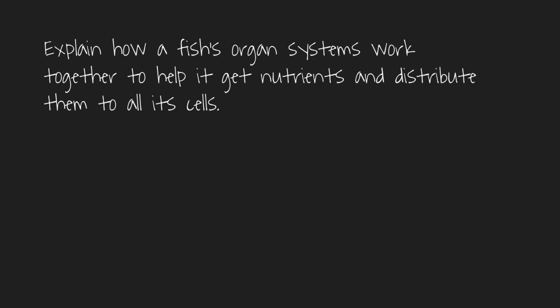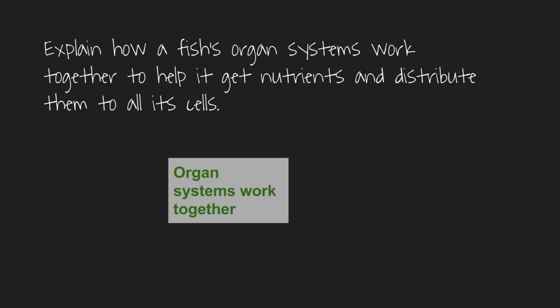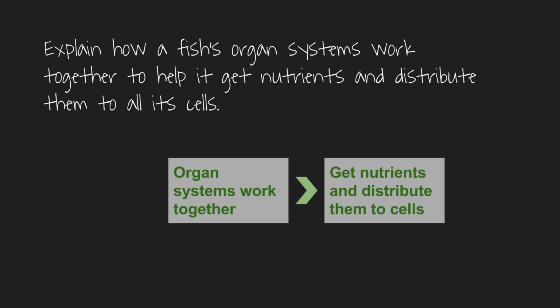For example, say we want to answer the question, explain how a fish's different organ systems work together to help it get nutrients and distribute them to all its cells. When I'm dissecting the question, first I notice that I have two parts. The fish's organ systems are working together, that's the cause, and the effect is that it gets nutrients and distributes them to its cells. So I'll start with these two boxes on my flow map.